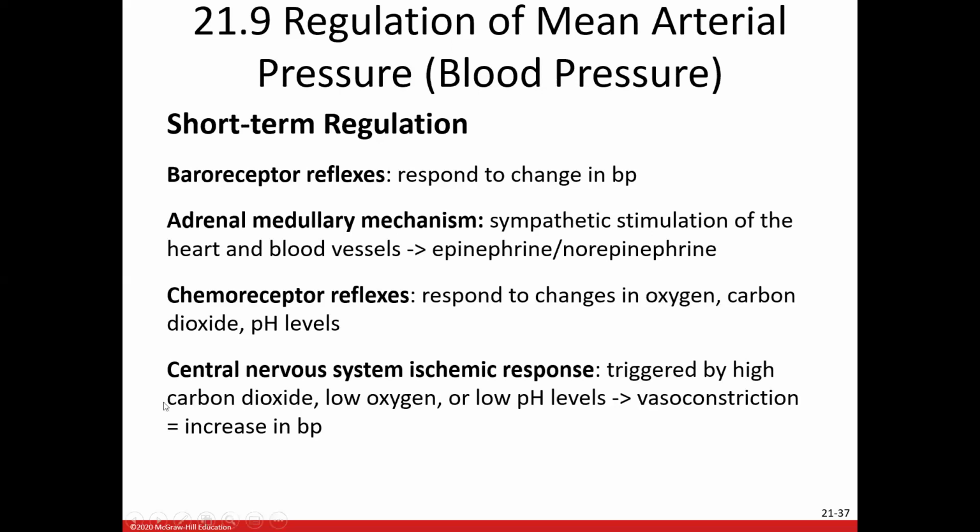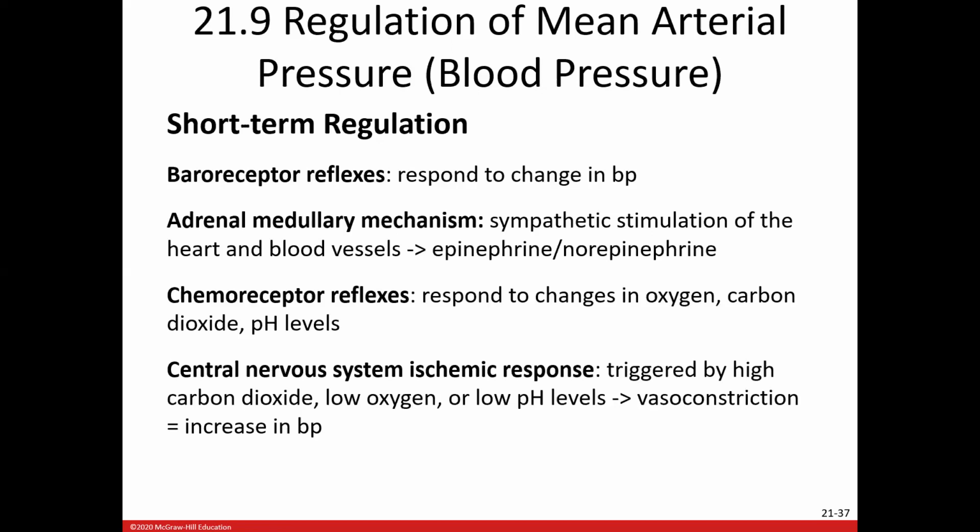The last short-term regulation you have is called the central nervous system ischemic response. This basically happens when there's too much carbon dioxide, not enough oxygen, or the pH is getting too low, too acidic within the brain. Ultimately, this is sort of a last-ditch effort for the brain to maintain its oxygen levels or not get too acidic. What happens is there is a bunch of vasoconstriction going on, which is going to increase the blood pressure in the body and hopefully push more oxygenated blood into the brain.